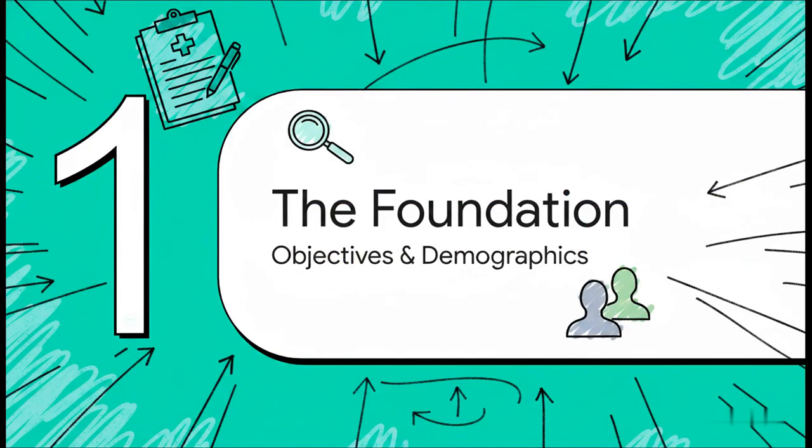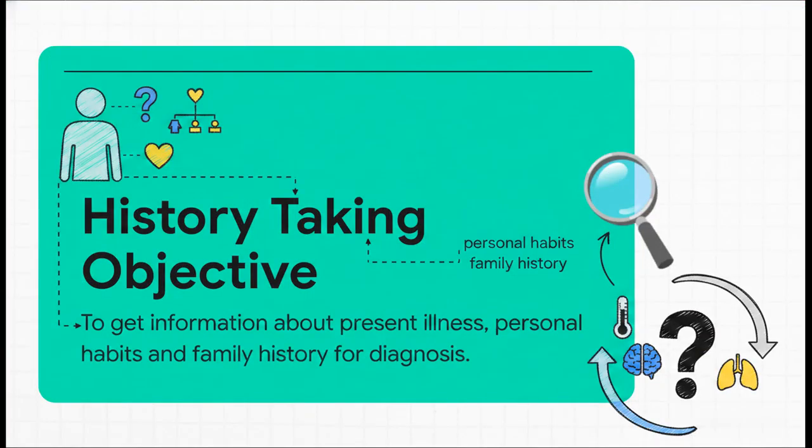Section 1, the foundation, objectives and demographics. This is all about establishing exactly who the patient is and why we're gathering this data in the first place. So the absolutely crucial thing to remember is that our ultimate goal here isn't just having a polite chat. The primary objective of taking a history is the highly targeted extraction of information about the patient's present illness, their personal habits, and their family history. And why do we do this? Specifically to formulate a provisional differential diagnosis. Every single question you ask should be deliberately driving you toward that specific diagnostic endgame.